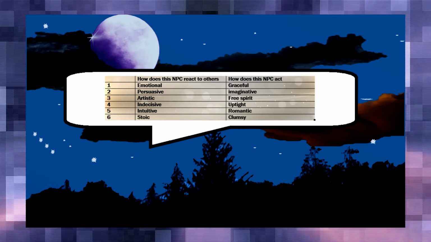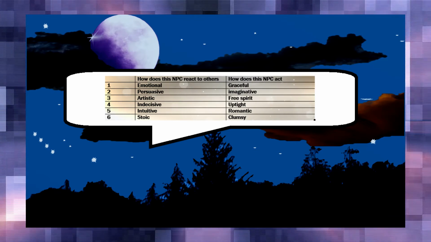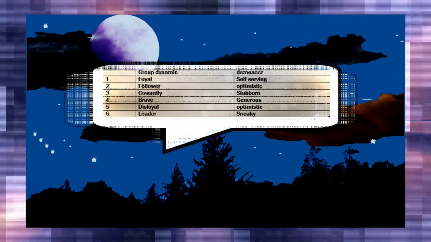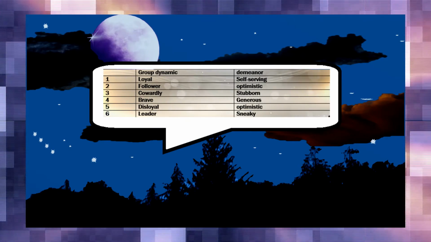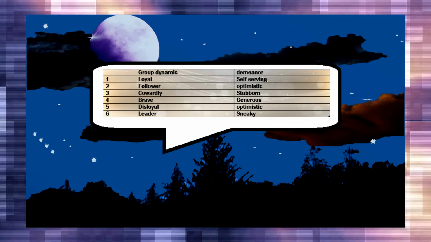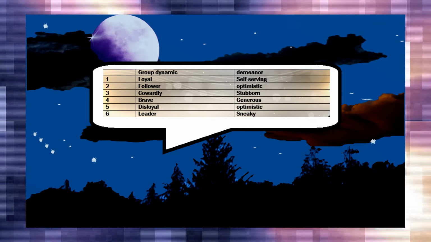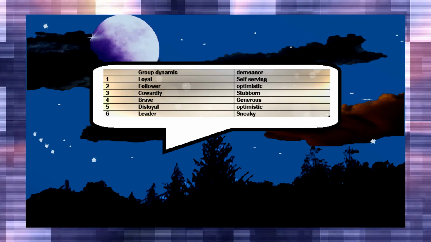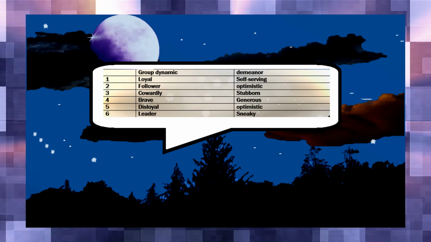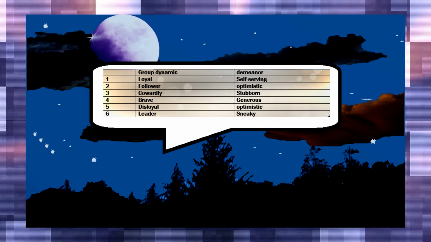These next 2 charts are all about how they react to their friends, their family, basically how they socialize. So in this first group we have 1 being loyal, 2 being a follower, 3 being cowardly, 4 being brave, 5 being disloyal, and 6 being a leader. So this is how they kind of interact with the group. Obviously we have the same issue. We have leader and follower. These don't match, that's why they're together in one list.